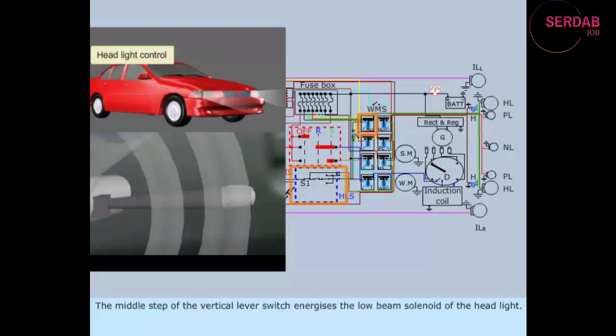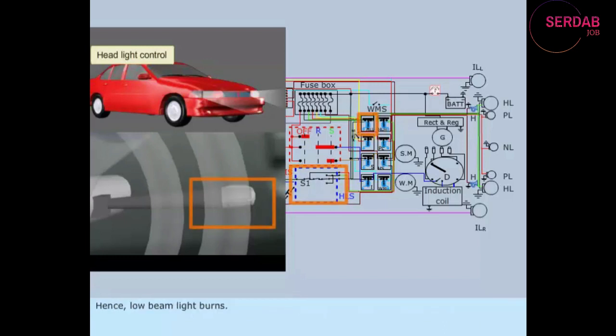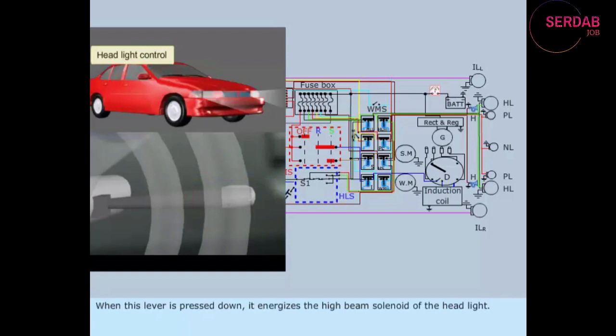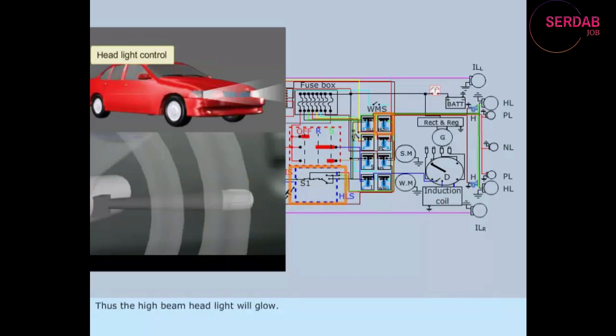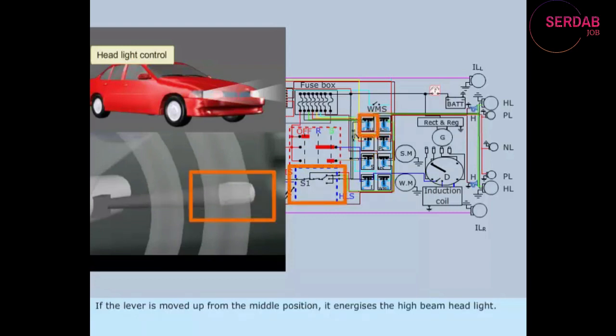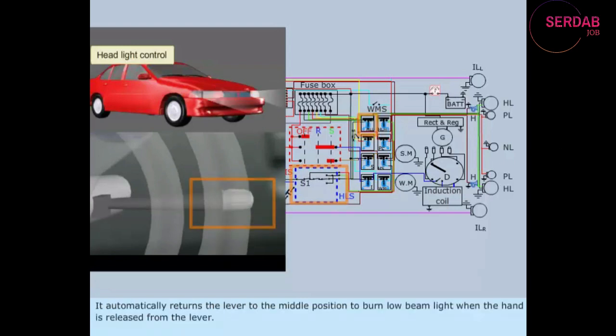The middle step of the vertical lever switch energizes the low beam solenoid of the headlight. Hence, low beam light burns. When this lever is pressed down, it energizes the high beam solenoid of the headlight. Thus, the high beam headlight will glow. If the lever is moved up from the middle position, it energizes the high beam headlight. But the lever has spring return mechanism. It automatically returns the lever to the middle position to burn low beam light when the hand is released from the lever.